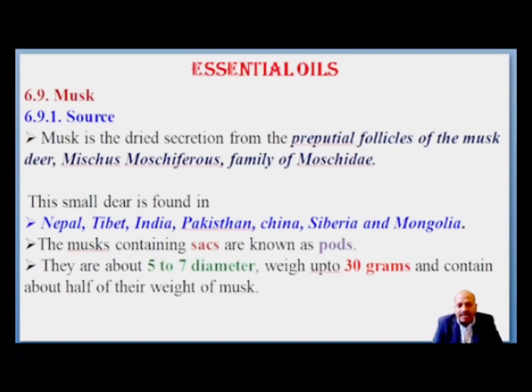Source: musk is the dried secretion from the preputial follicles of the musk deer called Moschus moschiferus, family Moschidae. So the musk oil is generally obtained from the animal called the musk deer. You can see the animal also in the other slides. The small deer is found generally in Nepal, Tibet, India, Pakistan, China, Siberia, and Mongolia. The musk containing sacs are known as pods. They are about 5 to 7 centimeters in diameter, weigh up to 30 grams, and contain about half their weight of musk. This is about the composition we can say.